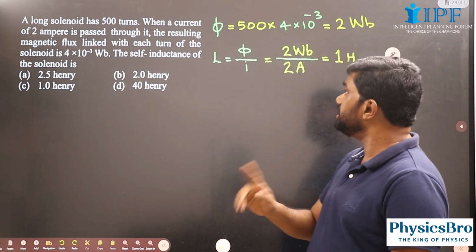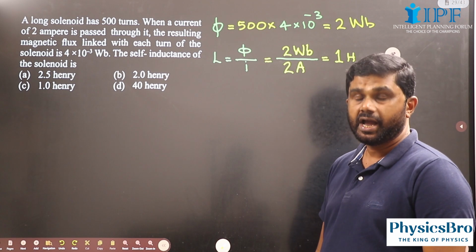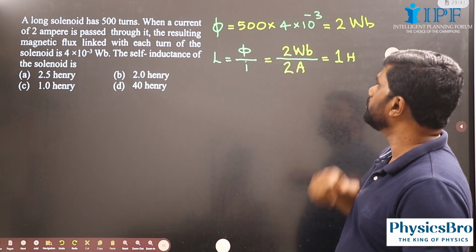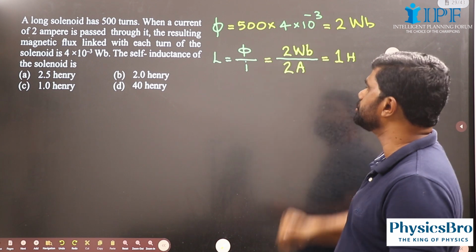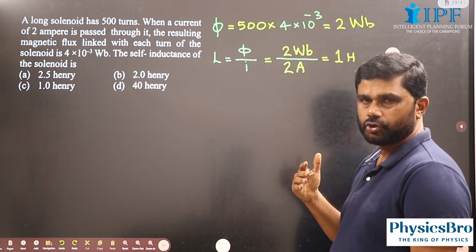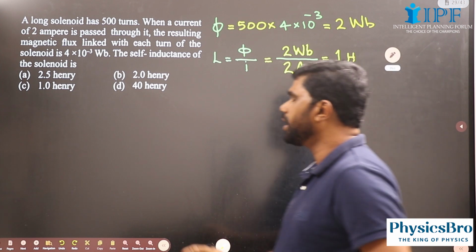See, flux through each turn is 4 into 10 raised to minus 3 and there are 500 such turns. So 5 into 4, that is 2000 into 10 raised to minus 3, is 2 Weber. And current is given as 2 ampere. So the self-inductance will be 1 Henry.